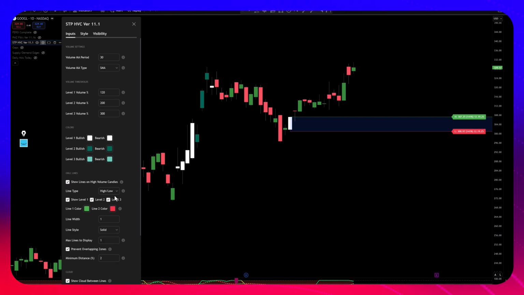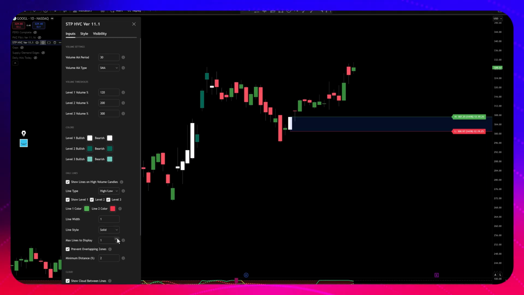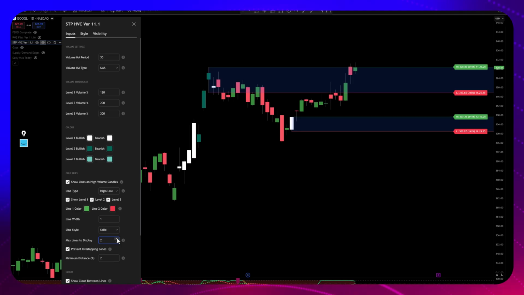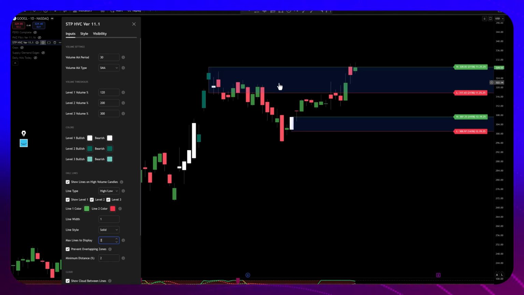Now we're going to increase the max lines to display. Once we do that, we can start seeing support and resistance lines close to price. I like to start with two, one above, if possible, and one below. Right now, you can see at 328.83, there's a high right here. So price is going to have to bring some volume into it to be able to move up.